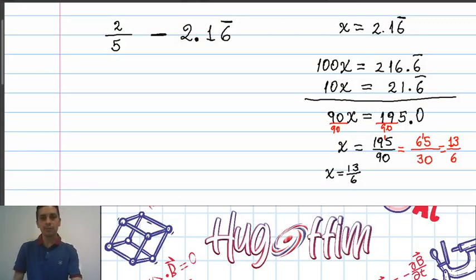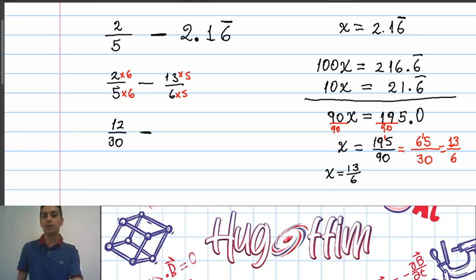Okay, now I'm just going to write, it's 2/5 minus my number 13 over 6. And I'm going to simplify this fraction. Remember that to simplify this fraction, I need to know the LCD. And the LCD is just 30. So I need to multiply here times 6, here times 6, this times 5, this times 5. It will be 12 over 30 minus 65 over 30.